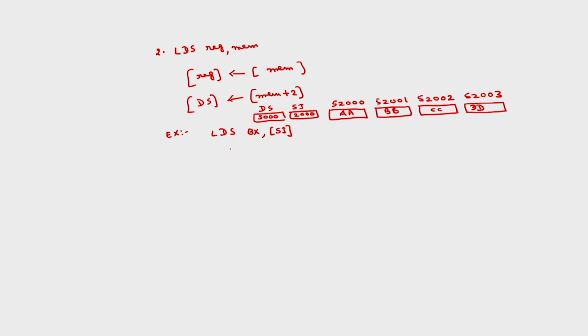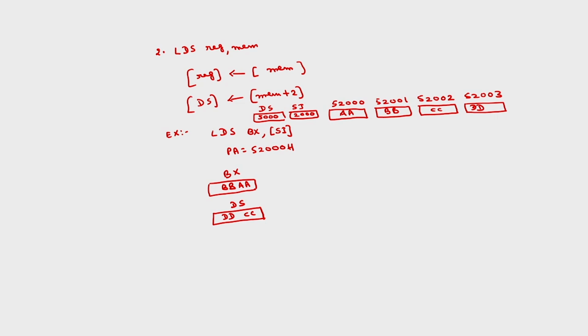So, what happens now? The physical address is clear: DS times 10 plus SI is 52000. So, BX will be loaded with the contents of the first 2 locations: AA will be loaded here, BB will be loaded here. Then DS will be loaded with the next 2 locations, that is CC, DD. So, this is about LDS register comma memory.